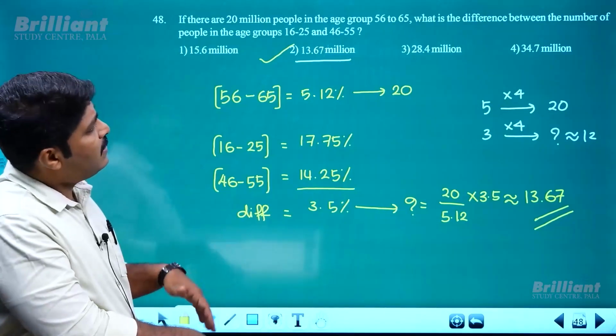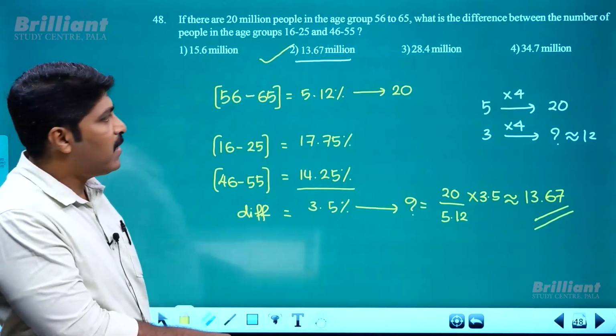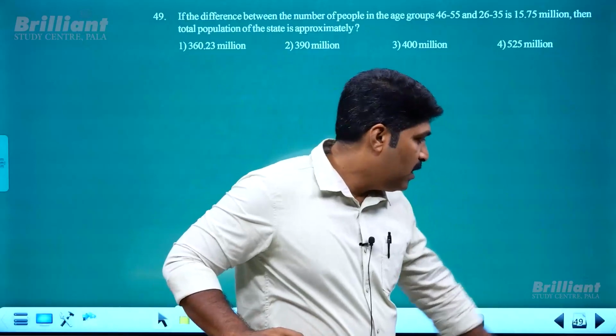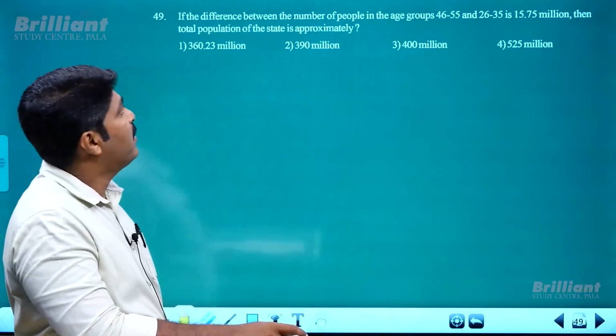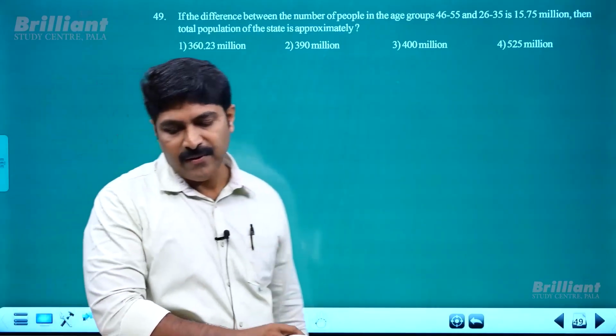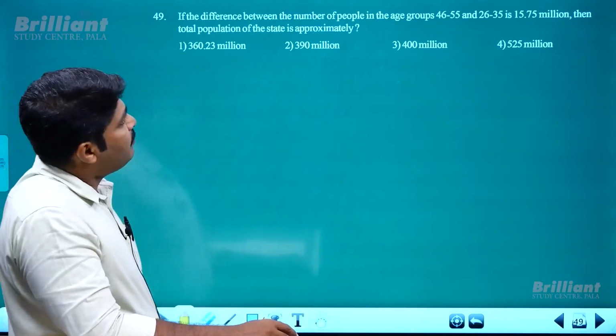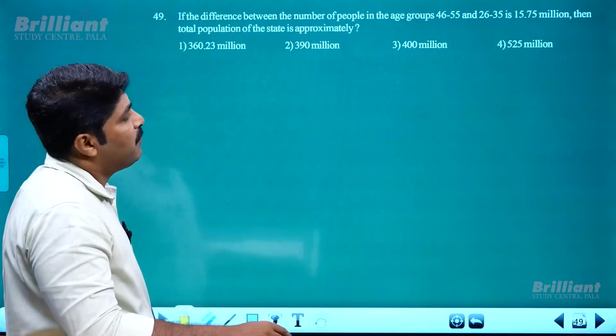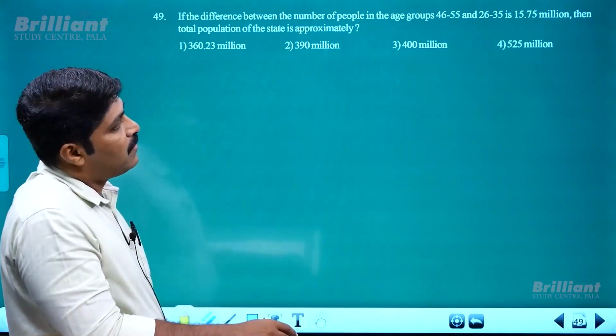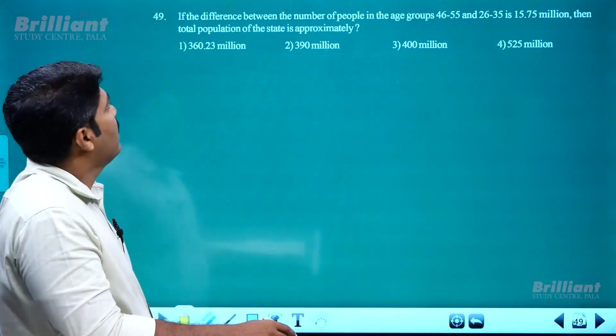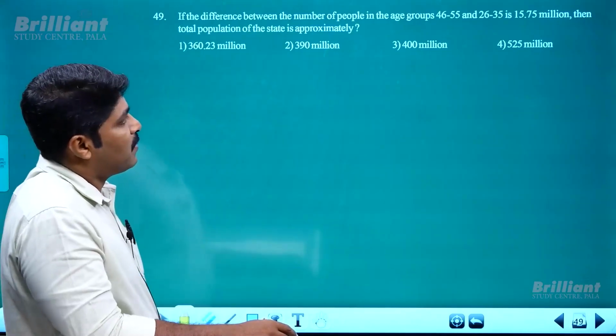So this caselet is too much computational wise, means calculative type of questions. So that's why you have to be alert while we are doing this type of questions effectively. Now we can consider the next question. If the difference between the number of people in the age group of 46 to 55 and 26 to 35 is 15.75 million, then the total population of the state is approximately.